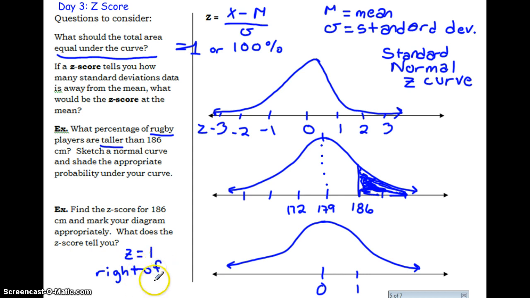And depending on whether we're looking to the right of that z-score or to the left, it says just find the z-score. So I'm not actually going to shade anything. I'm just looking right here. My z-score is 1. I'm to the right of the mean. All right, great. So pretty simple. If I know how to draw my curves, then I can figure out a lot of different probabilities.